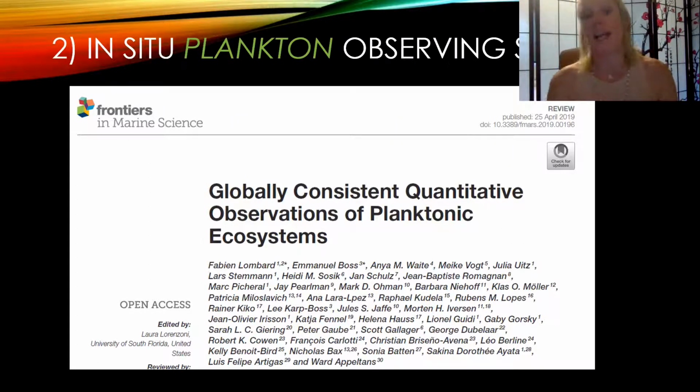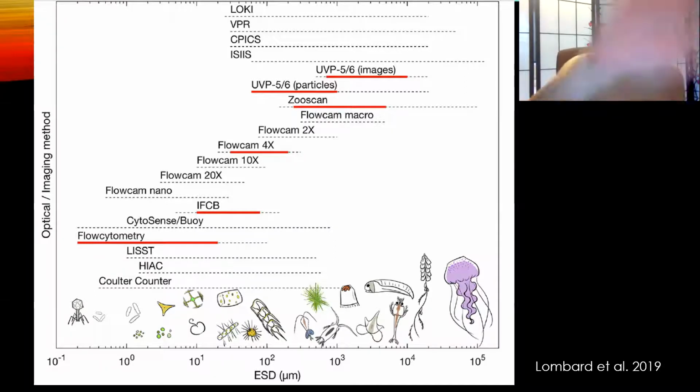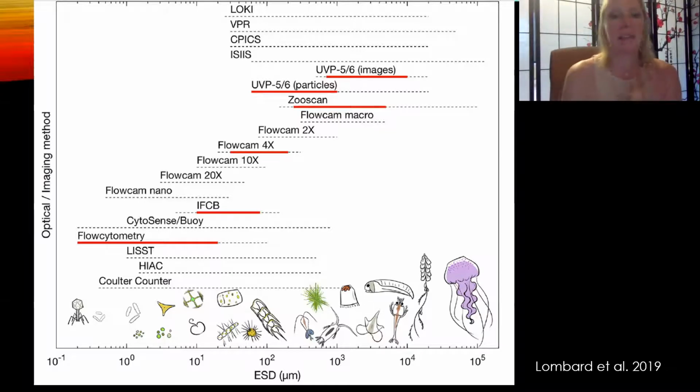And then parallel to that, we've been getting lots of exciting new technology to do plankton observing. This is a nice summary led by Fabian Lombard et al. And it's really amazing. We have particles going from very small diameter, that's across the x-axis in microns, getting from the 0.1 micron size to 1 micron to 10 microns. These are very small bacterial cells like cyanobacteria and things like that. And then the optical imaging method is on the y-axis.